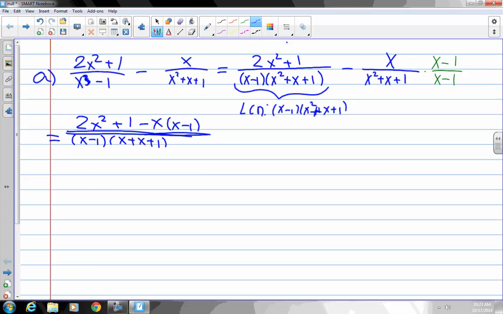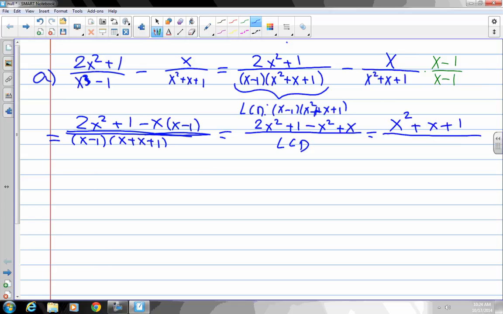Are we okay how we got to this point? For those of you who were here at the beginning of the problem, mostly? Is that all right? So from this point on, whatever that LCD is, my job is to open up the parentheses and combine like terms. So when I do that, 2x squared minus x squared is x squared plus x plus 1, and then the denominator is x minus 1, x squared plus x plus 1.